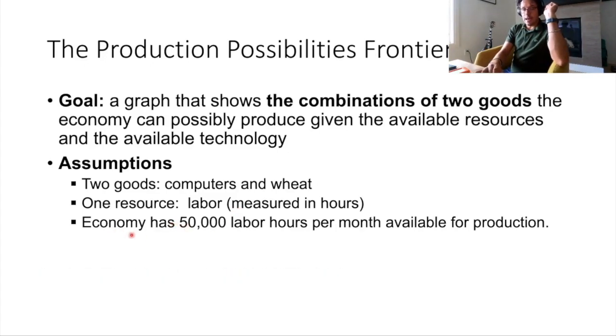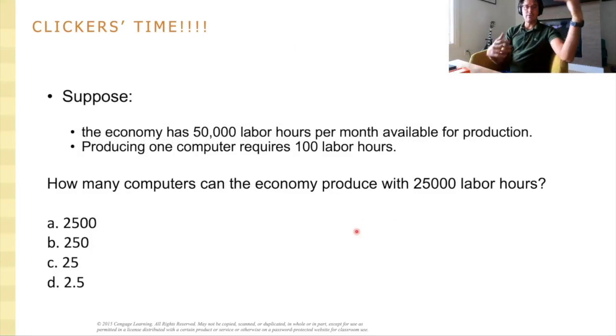So ultimately, we are just putting in some numbers, so assume that we have 50,000 labor hours per month available for production. So let us start with a quick example just to familiarize ourselves with what we can do with these 50,000 labor hours. Now here you can see that we have 50,000 labor hours per month available for production, and we are going to assume that producing one computer takes 100 labor hours.